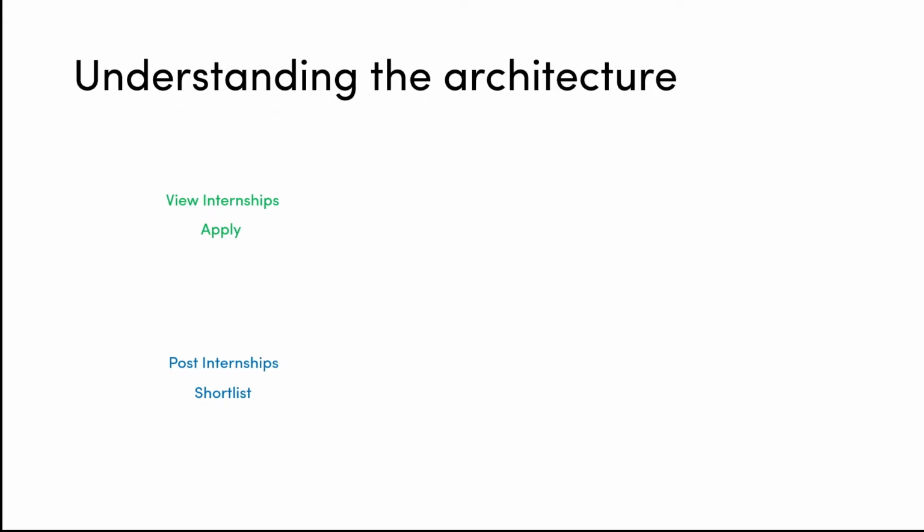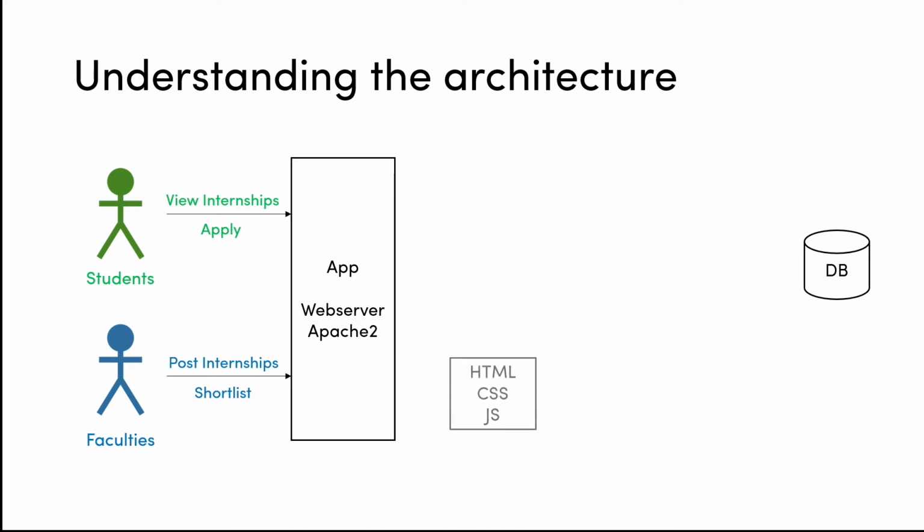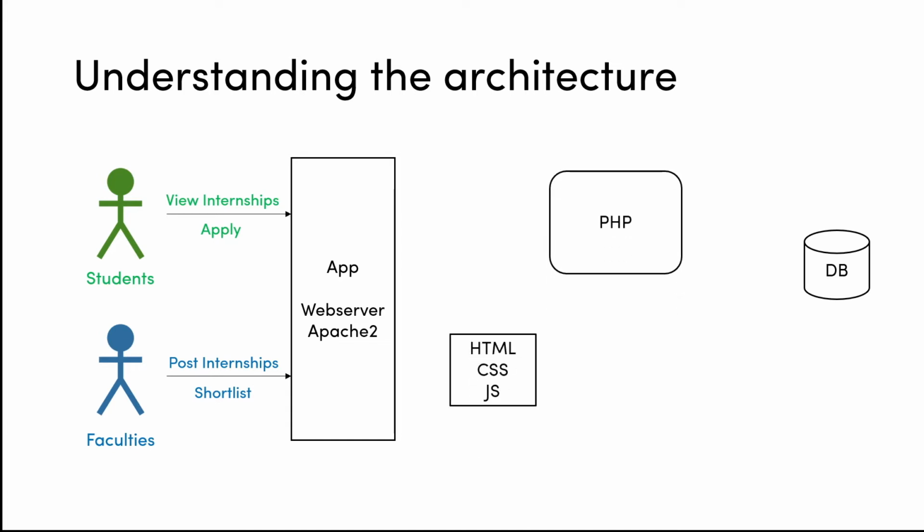Okay. So understanding the architecture, we have a student and we have a faculty which, let us say, wants to interact with our app. Now students and faculties both have different tasks to do. Students want to view internships and they want to apply for internships. Faculties want to post internships and they want to shortlist the candidates that have applied. Now this is the architecture that we are going to have.